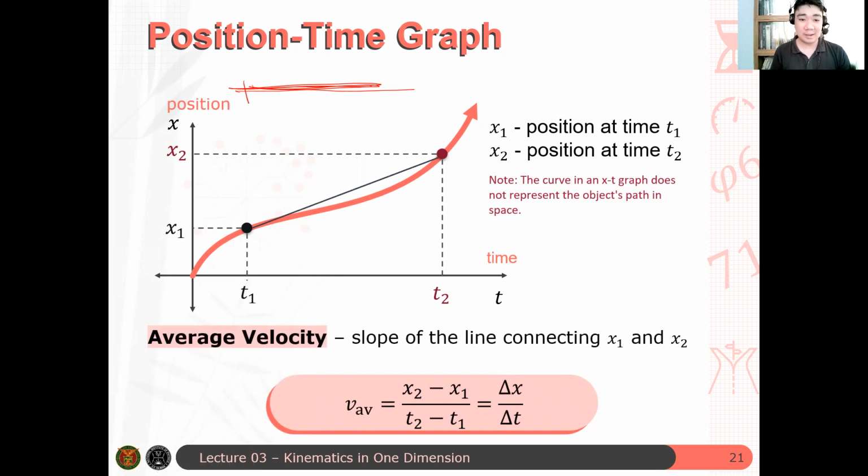So we can create a line joining this initial point and the final point, and the slope of that line is the average velocity. So the average velocity is the slope of the line connecting x1 and x2. So we have average velocity here equals x2 minus x1 over t2 minus t1, which is your delta x over delta t. Okay? Questions? Again, the average velocity is the slope of the line joining these two. So slope of the secant line siya.